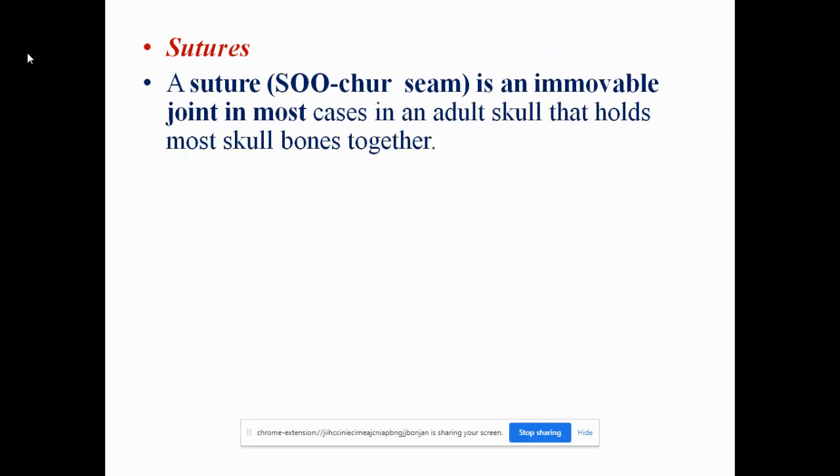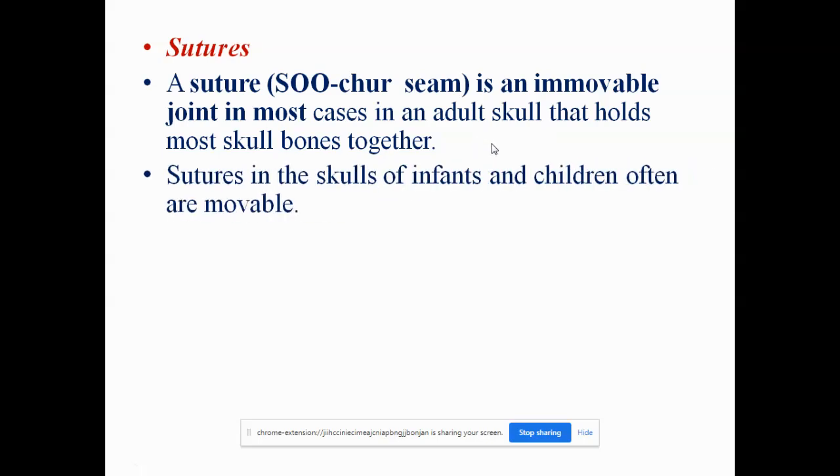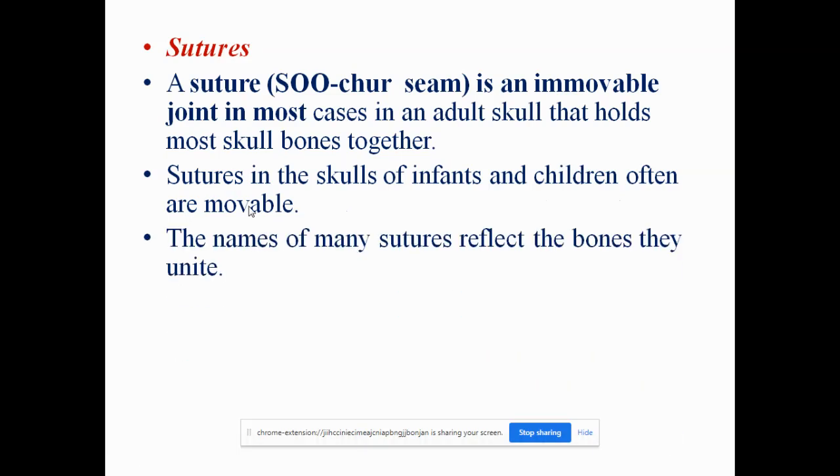What are sutures? As the name implies, you would have heard about the suture, which is joining the two parts. It is an immovable joint in most cases in an adult skull that holds most skull bones together. So, what is a suture? It is an immovable joint which will join the adult skull and hold the skull bones together. In infants and children, the sutures are often movable joints.